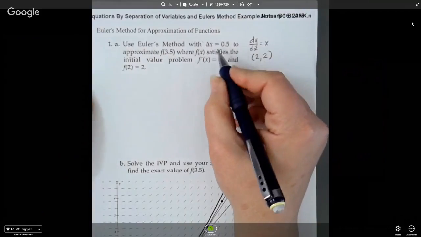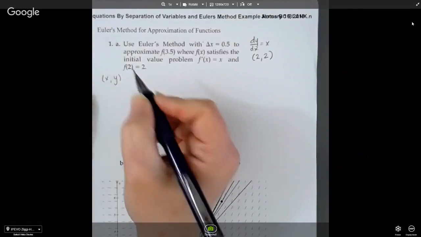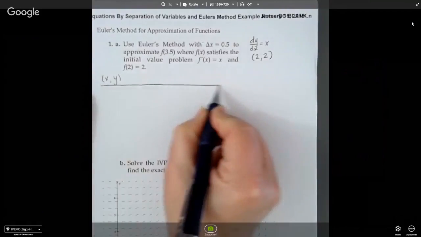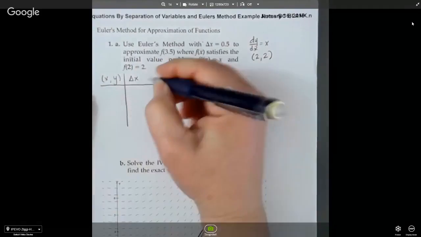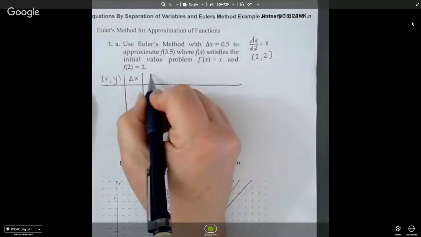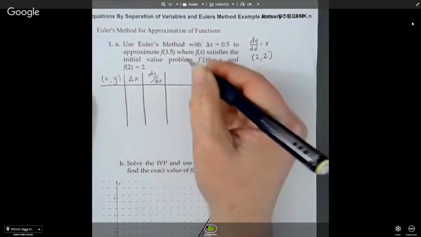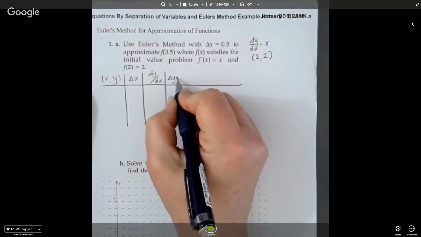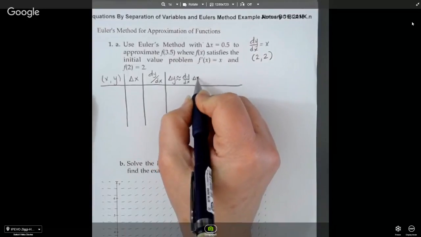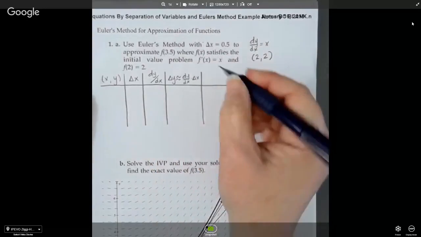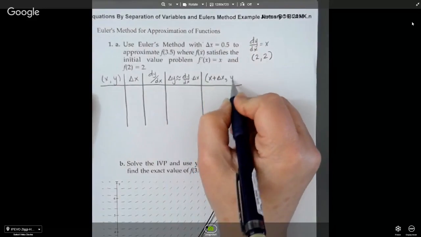All right, so this is how I set up my table when I'm doing Euler's method. I go x, y, which is my original point, and then I go delta x, and then I say dy dx, because I'm going to use dy dx to approximate what delta y is by taking dy dx and multiplying it by delta x. And then my new point is going to be x plus delta x, comma, y plus delta y.